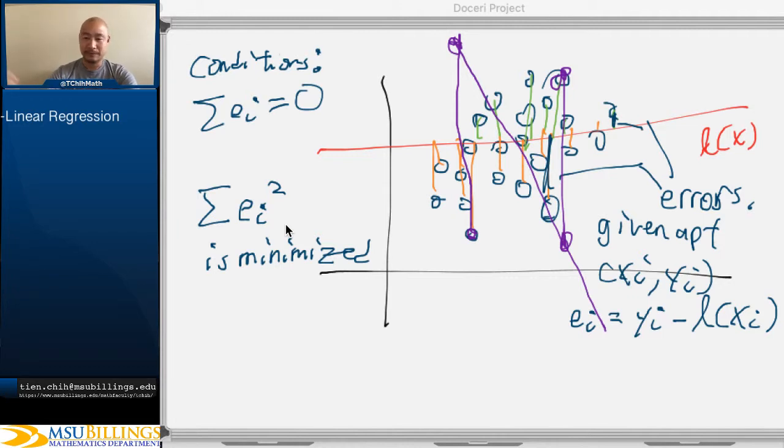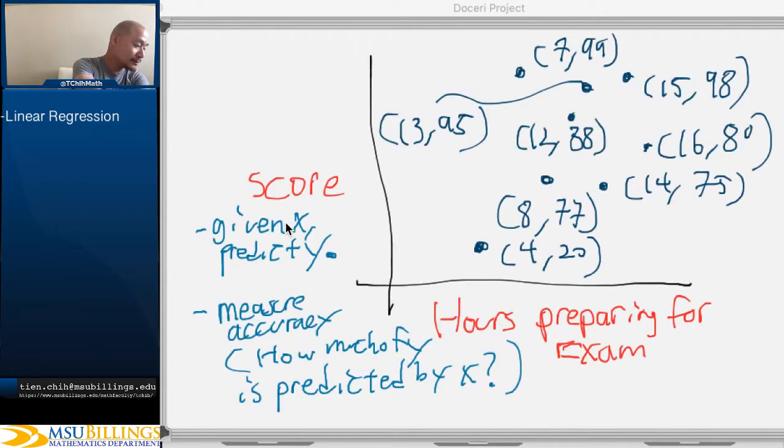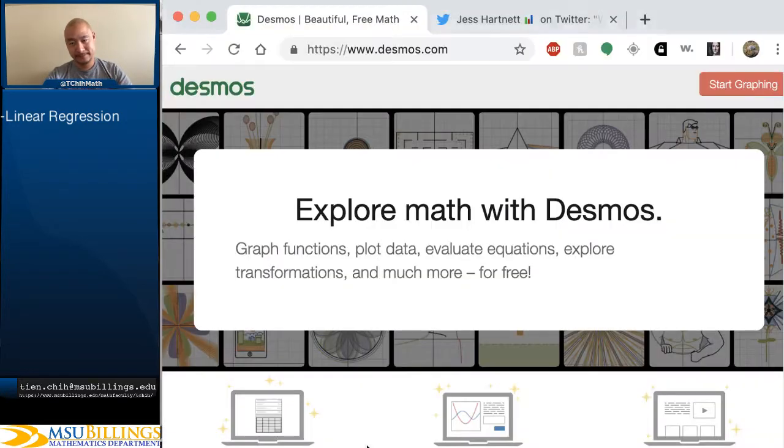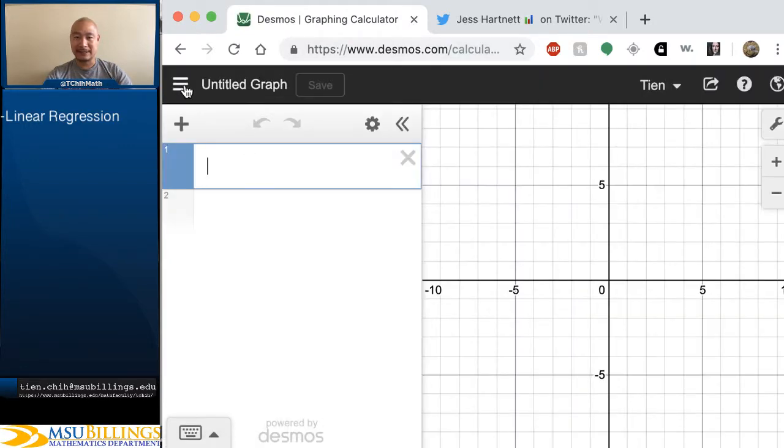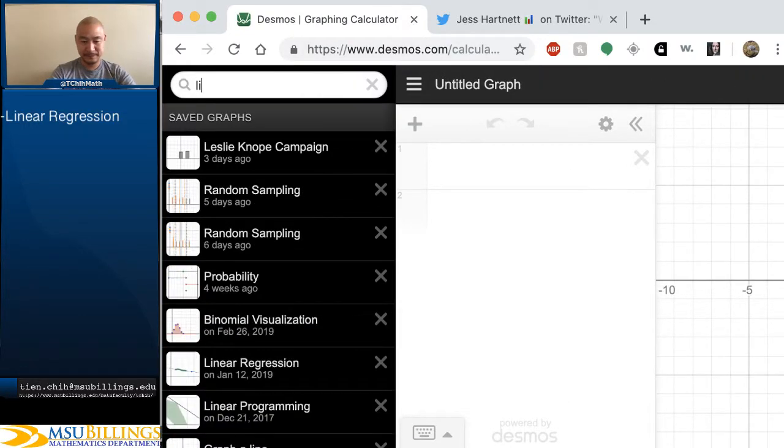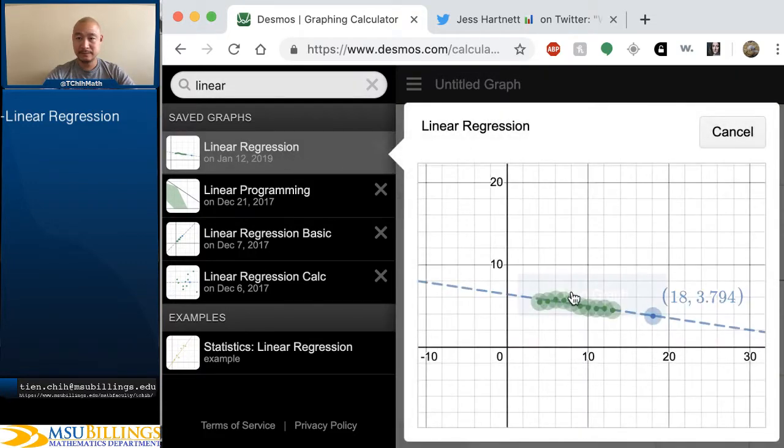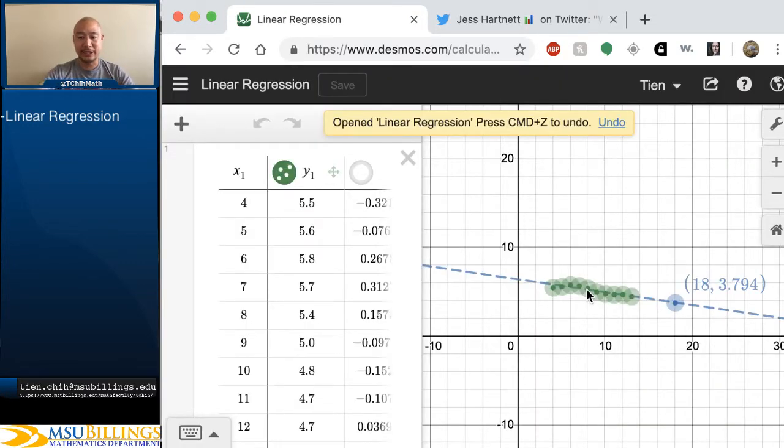And so, in the spirit of practically doing things with data in this class, we're going to use technology to go ahead and figure out what this line is for us. So on the website, there's a linear regression calculator.